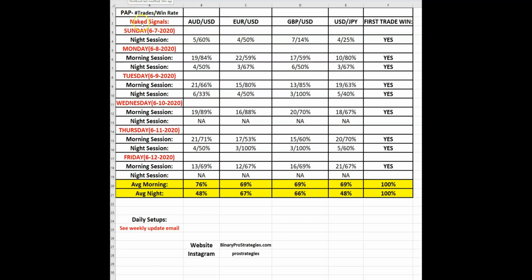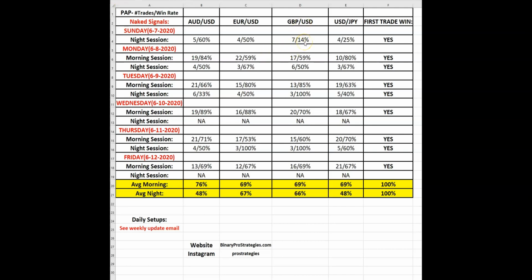Of course, these are naked signals. This is assuming that you just bought and sold on every setup. It doesn't include any other filtration which we use. But if you just want to nakedly buy and sell them, these are the kind of percentages you're going to get. Okay, I don't suggest you just go out and nakedly buy and sell. But nonetheless, we're still above where we should be, except for the pound.